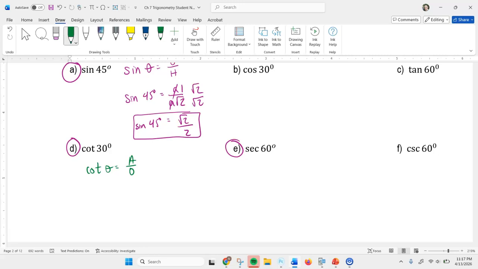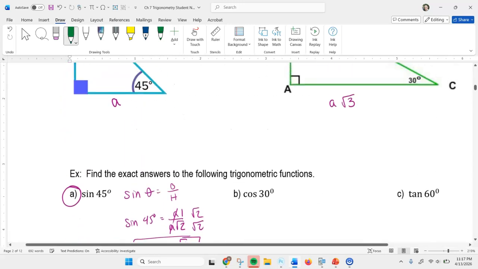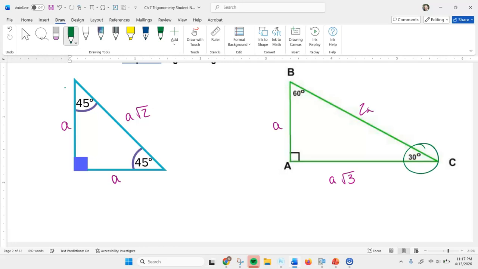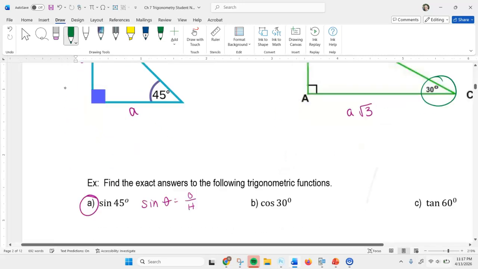So first off, I'll just write this down: cotangent of 30 degrees. Let's look back up at the top here. 30 degrees would be from the second triangle, so we're referencing this angle. And again, it's going to be the adjacent over the opposite leg. So the adjacent would be A square root of 3. The opposite leg would be just plain old A.